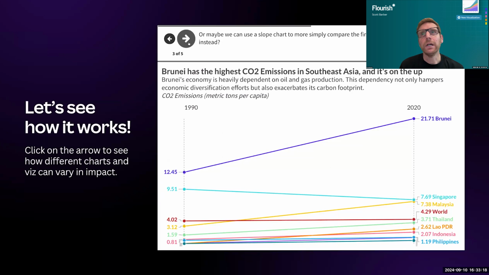Or we could simplify it. So here we're looking at a slope chart, and we're looking at the start and the end of the data. It just makes it a little bit more straightforward. If your story is really just about the change over that full period, maybe you don't need to see all the wiggles in the line in the middle.